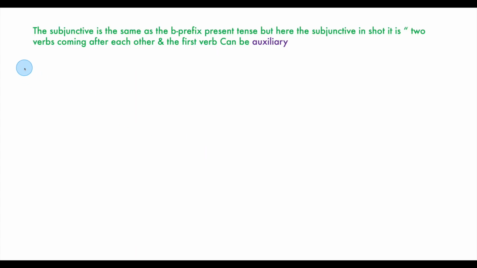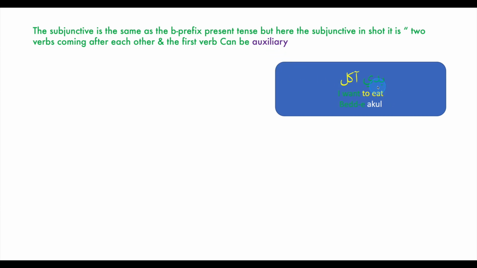What I would like to highlight as well: the subjunctive, in terms of the conjugation, is absolutely the same as the be-prefix present tense. But the subjunctive, in short, is two verbs coming after each other, and the first verb can be an auxiliary, such as بدي آكل, I want to eat. The literal translation means I want, I eat. The overall translation: I want to eat.